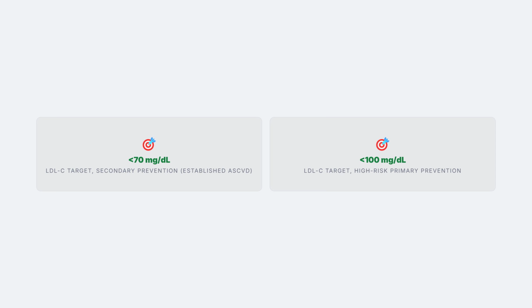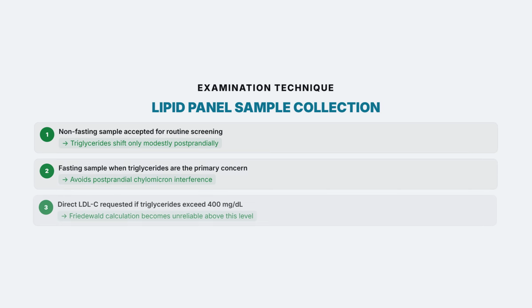For secondary prevention in patients with established cardiovascular disease, the LDL-C target is under 70 mg/dL. For primary prevention in high-risk patients, the target is under 100 mg/dL. One practical lab point worth knowing. Current guidelines increasingly accept non-fasting lipid panels for routine screening. Since triglycerides shift only modestly after a meal, fasting is really only essential when triglycerides themselves are the primary concern.